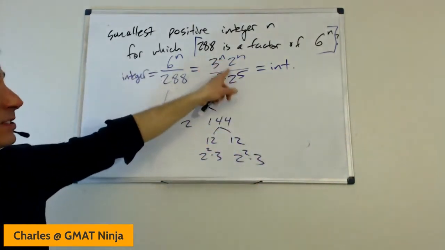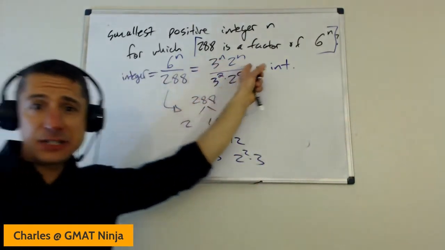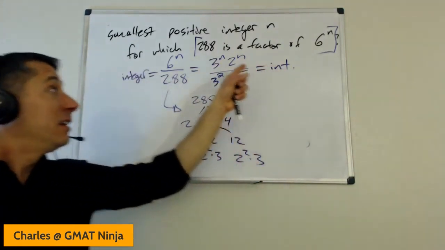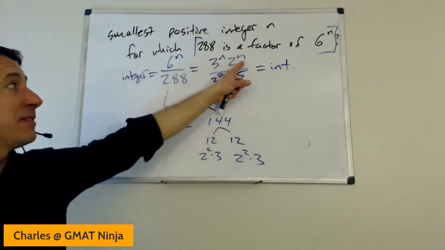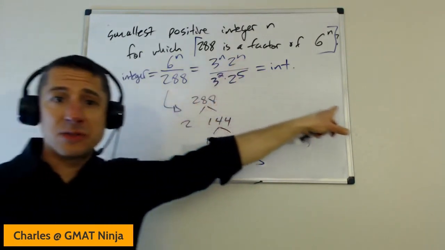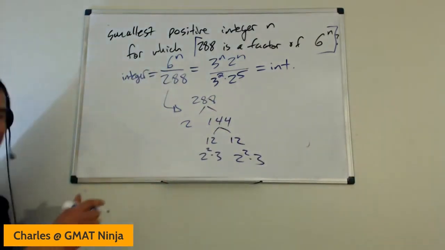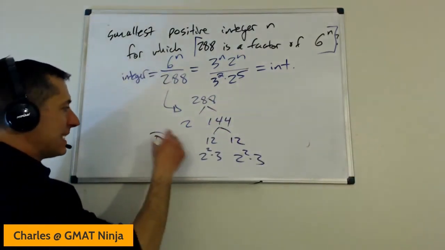So if n is 2, this is not an integer, because then 2 to the n is not canceling the 2 to the 5th down there. We don't have an integer. What do we need it to be? At least 5. If n is 5, that whole denominator cancels out, and we've got an integer. So your answer here is 5, and that is answer choice D.